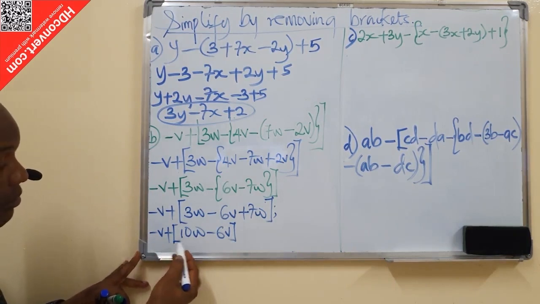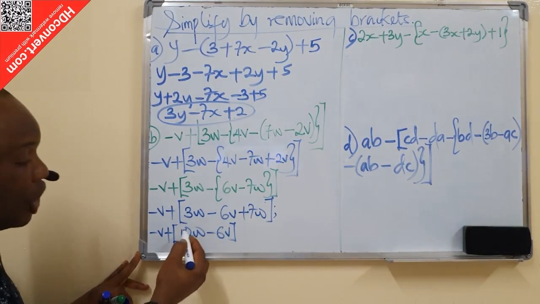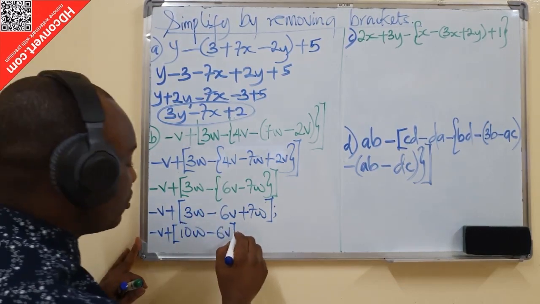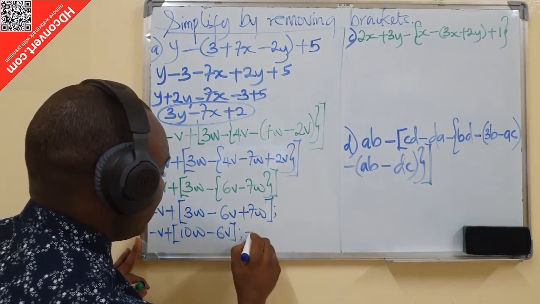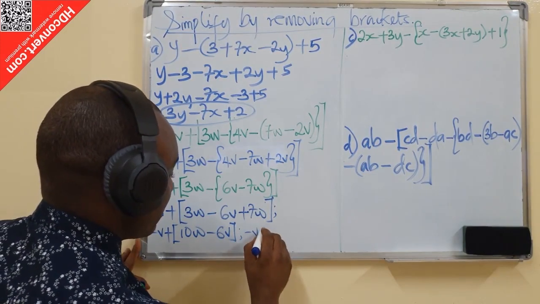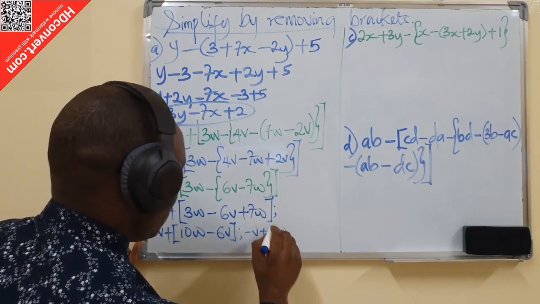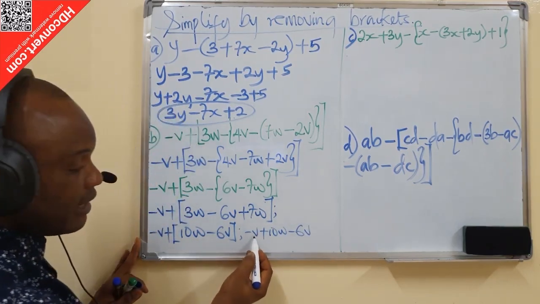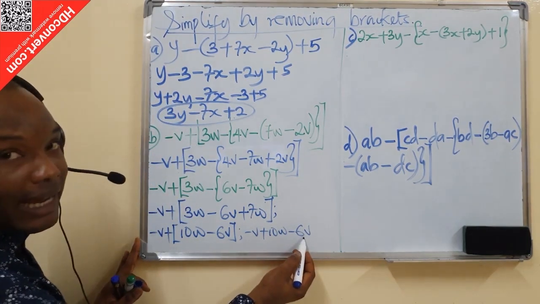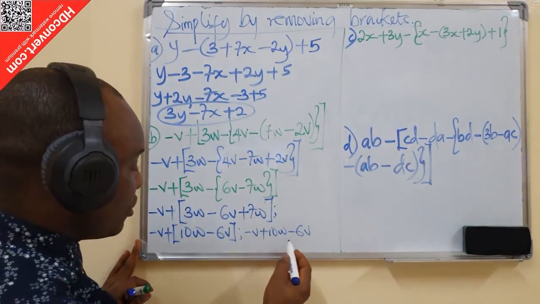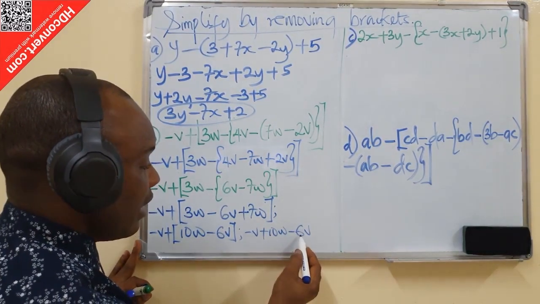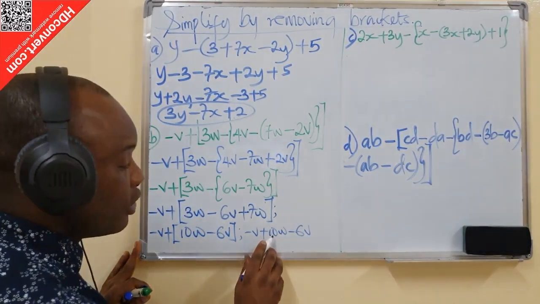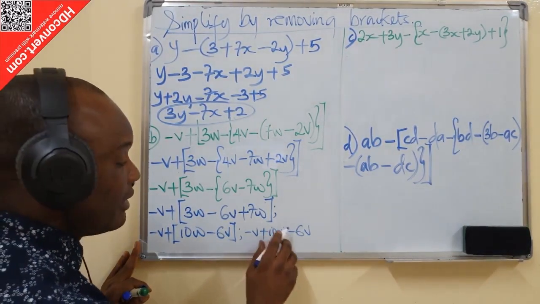Since there is a plus, the plus sign can't change the signs that exist in the bracket. They remain the same sign. So all we need to do is just open up. Negative v plus 10w minus 6v. Do you still notice that negative v and negative 6v are like terms? So we collect the like terms together and negative v and negative 6v will give us negative 7v. Hence, this is the only positive term we have, which is 10w.